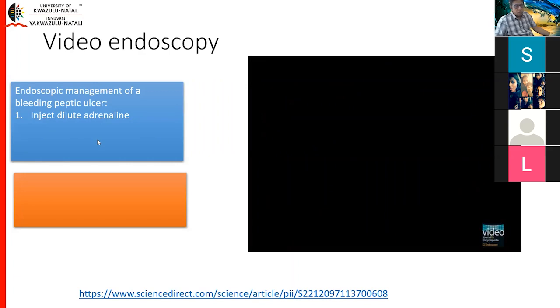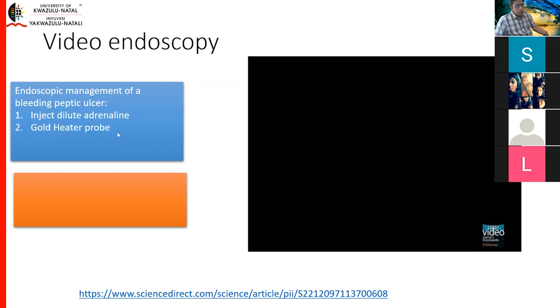We inject it all around the ulcer base, and that causes vasoconstriction and reduces the blood flow and thereby makes the further management more effective. Injection of adrenaline on its own, unfortunately, will not contain or control a bleeding ulcer, but it is used as an adjunct before doing something more definitive endoscopically.